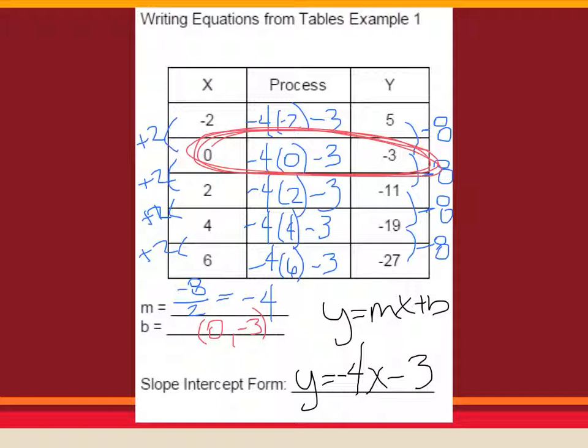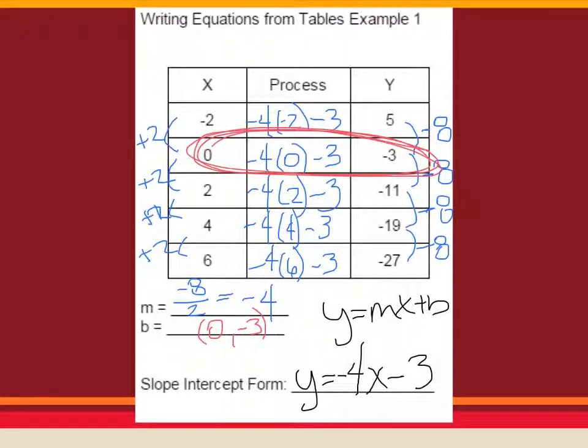Notice that in our equation and in our table, we have our x values multiplied by negative 4, which is exactly like our slope-intercept form, and then we were subtracting 3 each time, which is exactly where our y-intercept is. Your slope-intercept form should match your process. Those are the same. We kept our negative 4, we multiplied it by our x values, and then we subtracted 3.